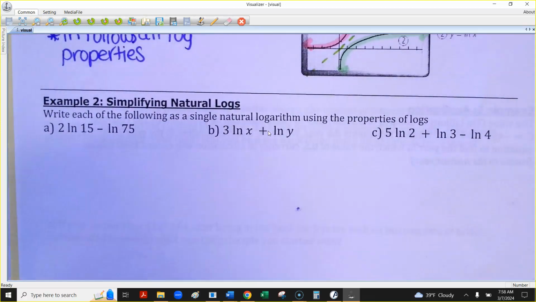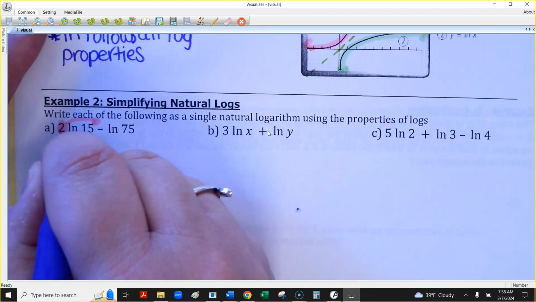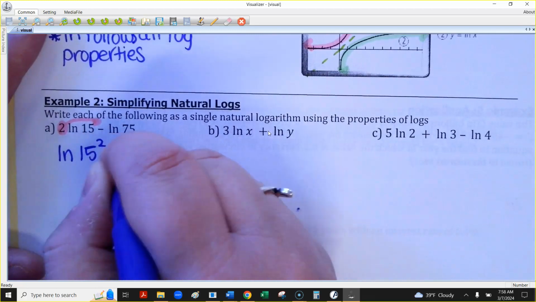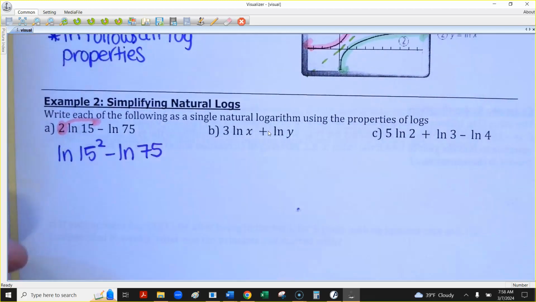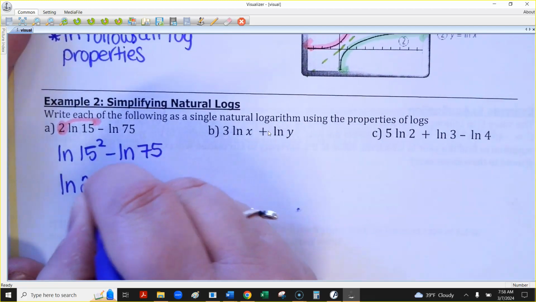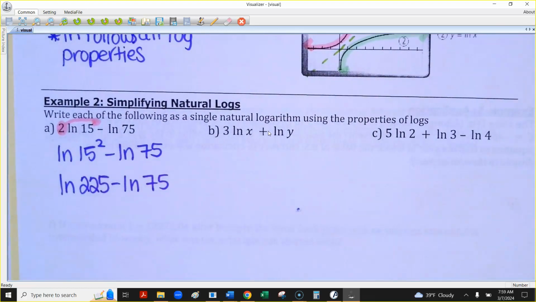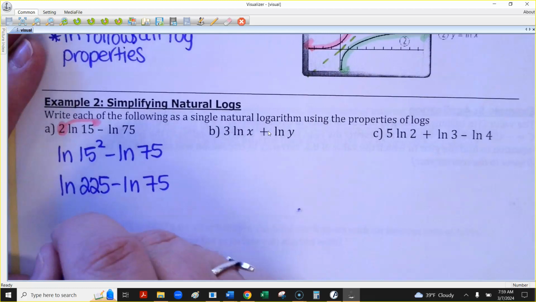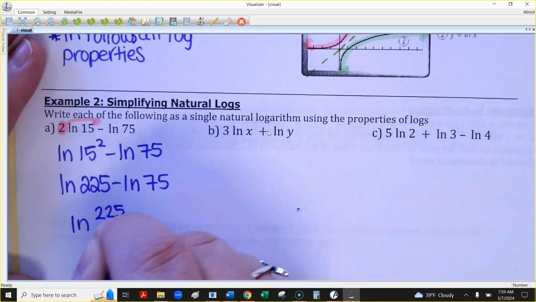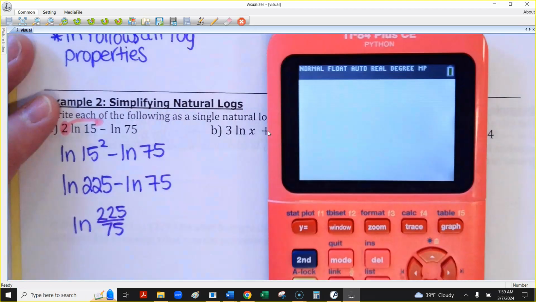If you see a number out in front of a natural log, that can be an exponent on whatever follows, the little power rule. So this is really the natural log of 15 squared minus the natural log of 75. 15 squared is, what, 225? Does that sound right, I think? And then, just like a regular log, a natural log follows the quotient rule. So if I have subtraction, we're going to divide those two numbers. So I'd have 225 divided by 75 if I'm simplifying this down to a single natural log. And let's see if that's a nice number.